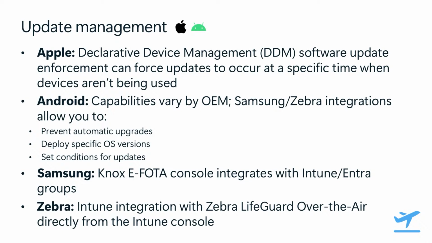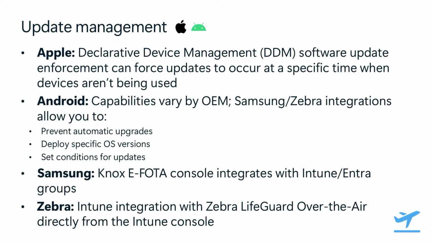Capabilities in this space vary by operating system and OEMs. In the Apple space with declarative device management, we can set a policy to allow updates only at a specific time, allowing us to choose a maintenance window. Now in Android, Intune supports integrations with Samsung Knox E-FOTA and Zebra LifeGuard over the air to prevent automatic updates, deploy the OS versions, and set conditions for updates.